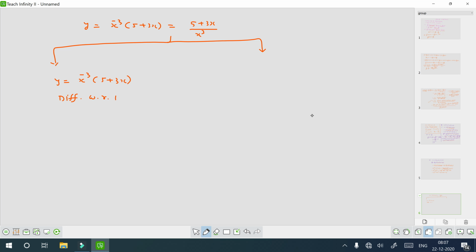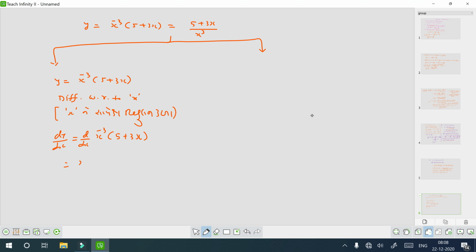Differentiate with respect to x. We are operating dy by dx on both sides. dy by dx of x raised to minus 3, 5 plus 3x.